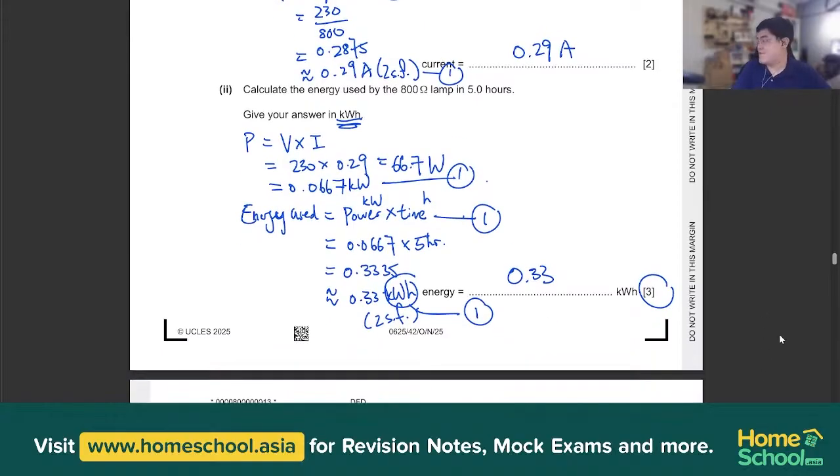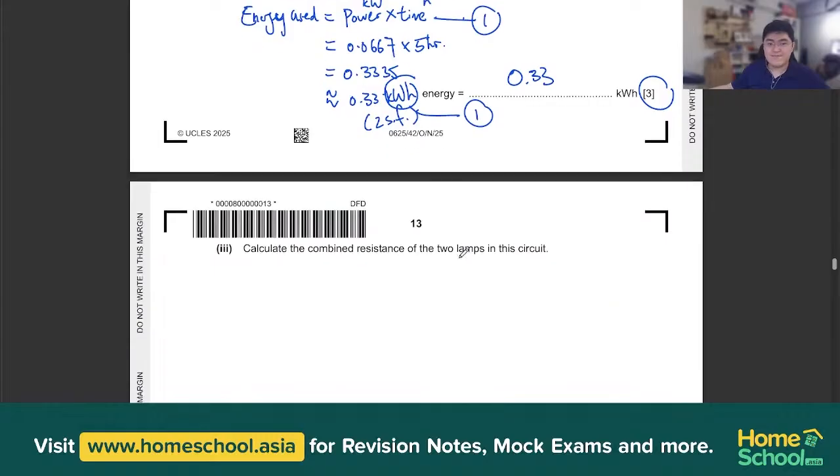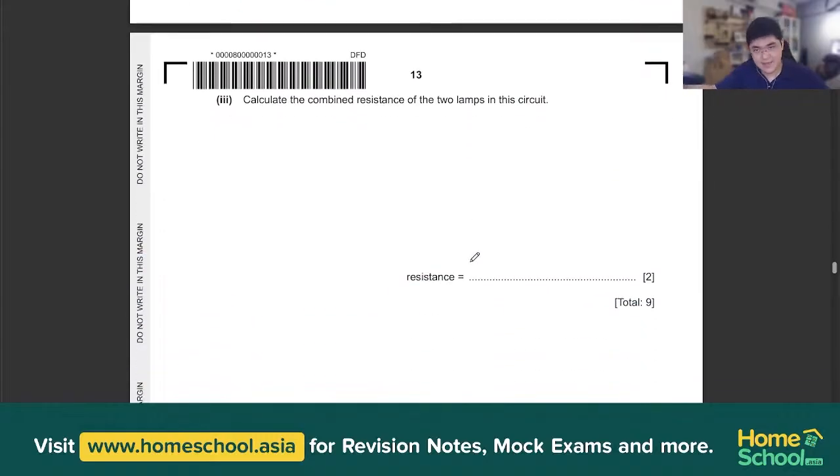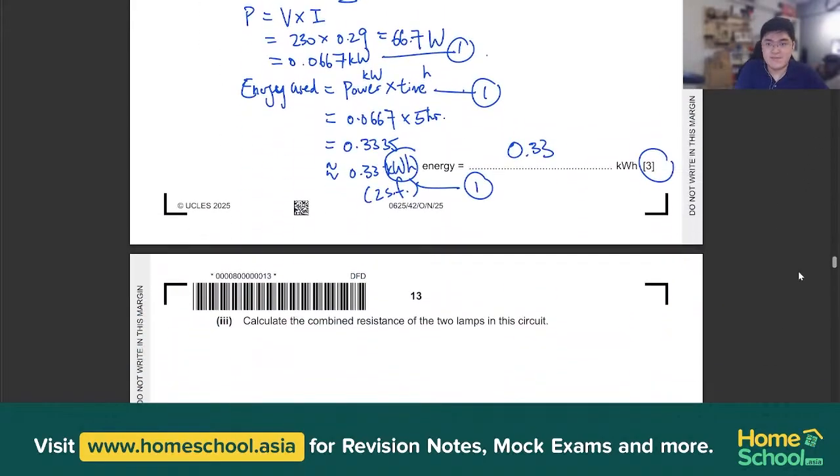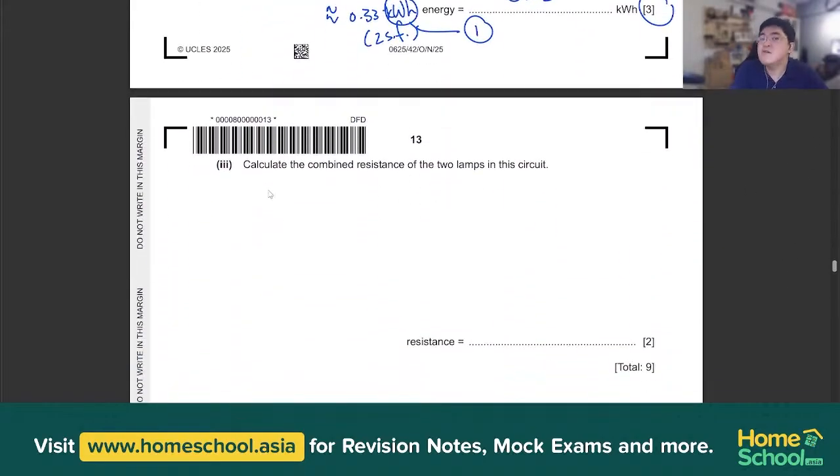So let's move on to part 3 over here. All right. Let's move on. Question 7. Is it 7, right? Yeah, question 7b, part 3. We are now to calculate the combined resistance of the two lamps in this circuit.